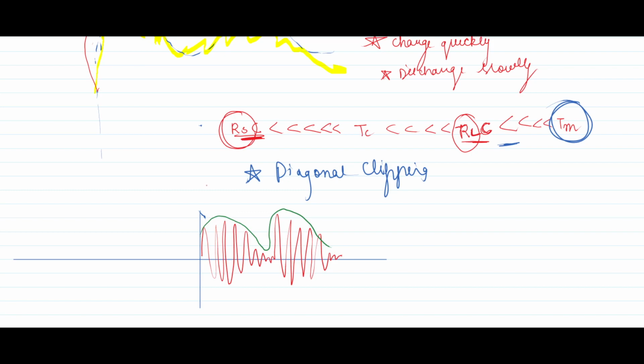Now, during the charging and discharging process, charging, discharging, charging, discharging, sometimes the discharging is so slow that it skips some of the message signal. So this entire part has been skipped because of very slow discharging time. To avoid this, the discharging time should be slow, but it should not be slower than the message signal. If it is slower than the message signal, then diagonal clipping would occur.